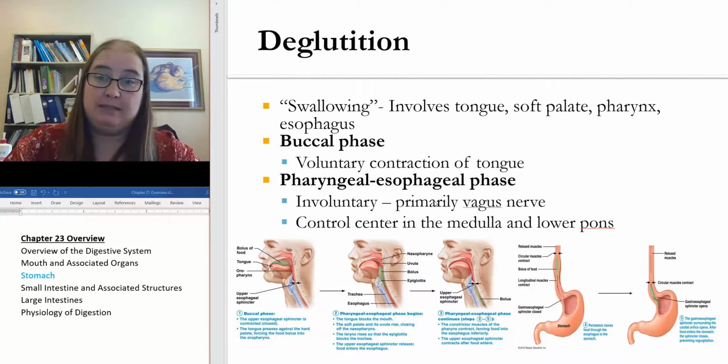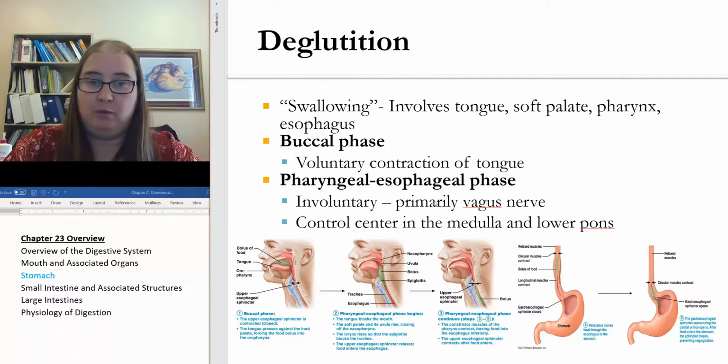Now, once that food particle or bolus becomes compacted enough, the tongue will initiate the process of deglutition, which is the process of swallowing. So deglutition involves the tongue, the soft palate, which is located way back, just prior to your uvula, the pharynx, and the esophagus. When we look at deglutition, there are actually two phases. There's a buccal phase, which is our voluntary contraction of the tongue. This is the voluntary one, the one we have control over.